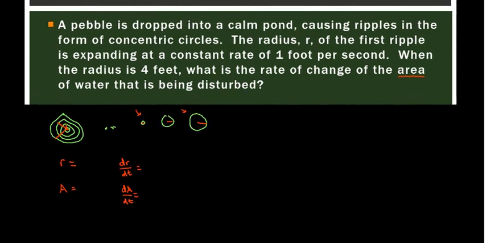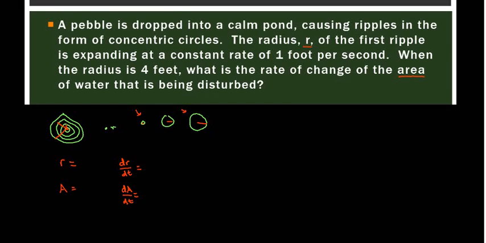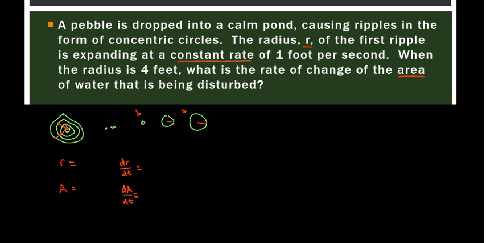The radius r of the first ripple is expanding at a constant rate of 1 foot per second. Whenever you see the word rate, you should definitely think derivative. They are telling you a derivative of 1 foot per second. That is the radius expanding, so that is dr dt is 1 foot per second.